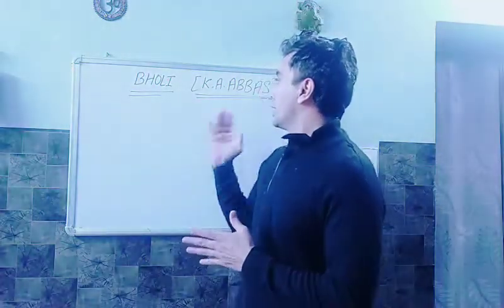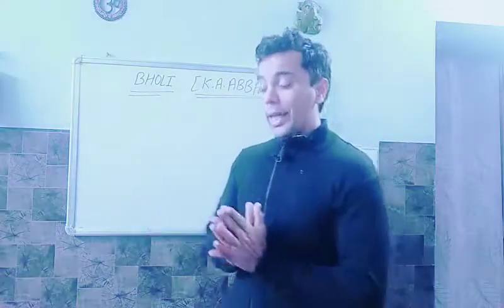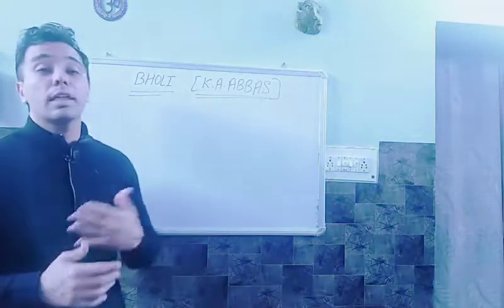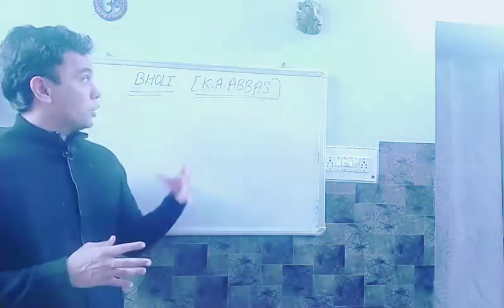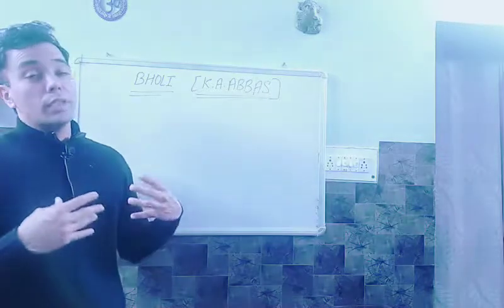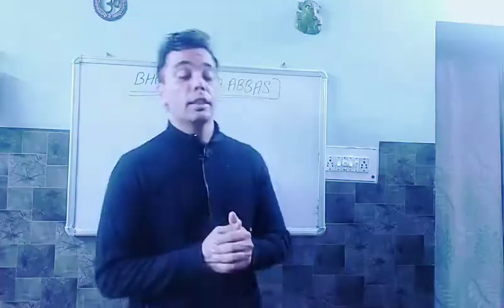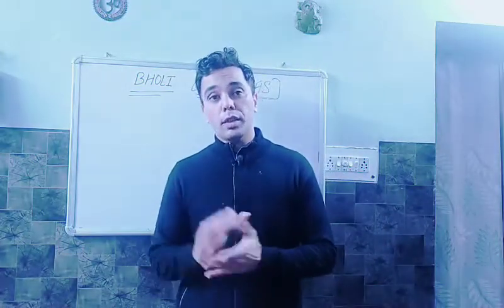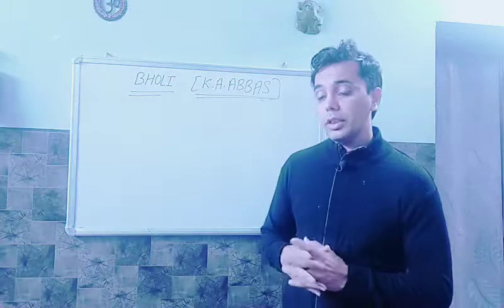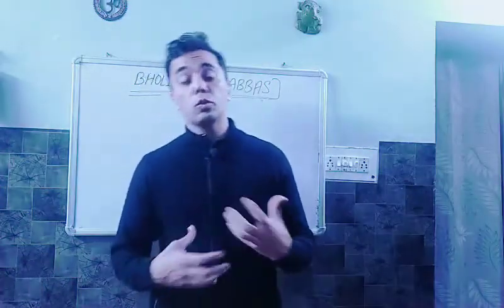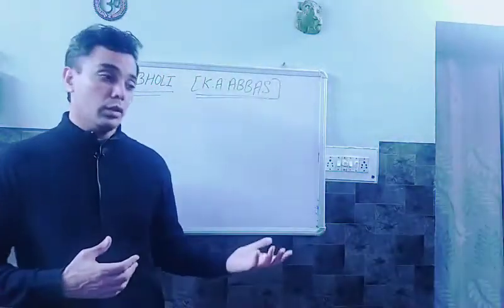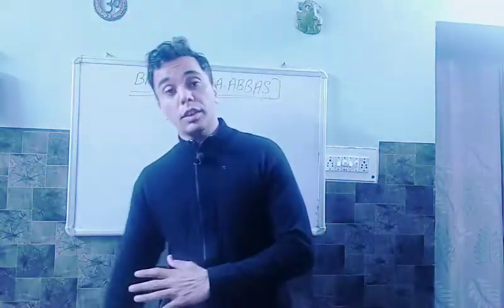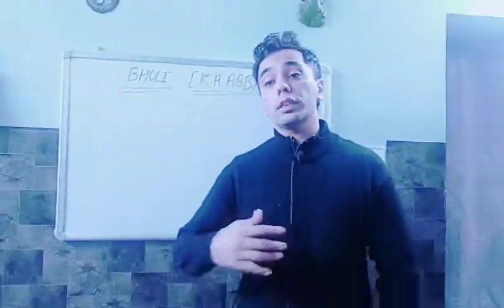Now we started the chapter of your English supplementary book, Footprints Without Feet, and the chapter name is Bholi, written by K.A. Abbas. I told you the brief summary of this chapter, and we started the explanation. So far we have come to know that Bholi is the youngest member in her family. Her father's name is Ramlal, the numberdar, the revenue collecting officer in that village. He had three sons and four daughters, and she was the youngest daughter.